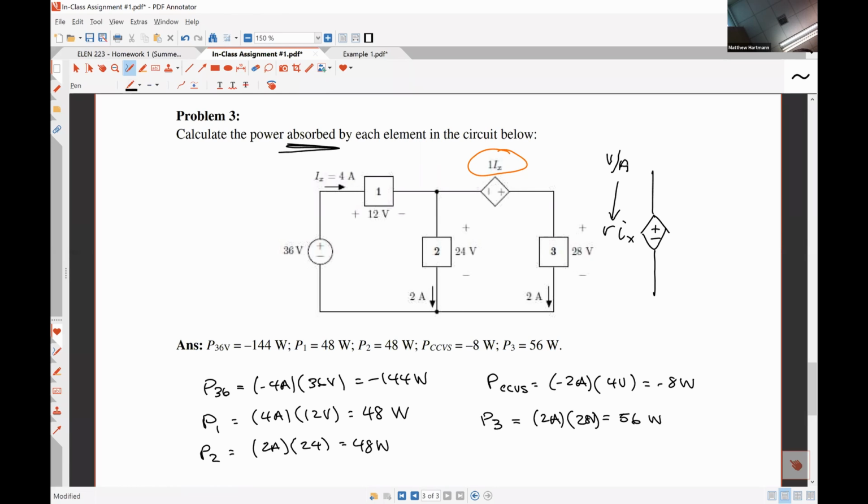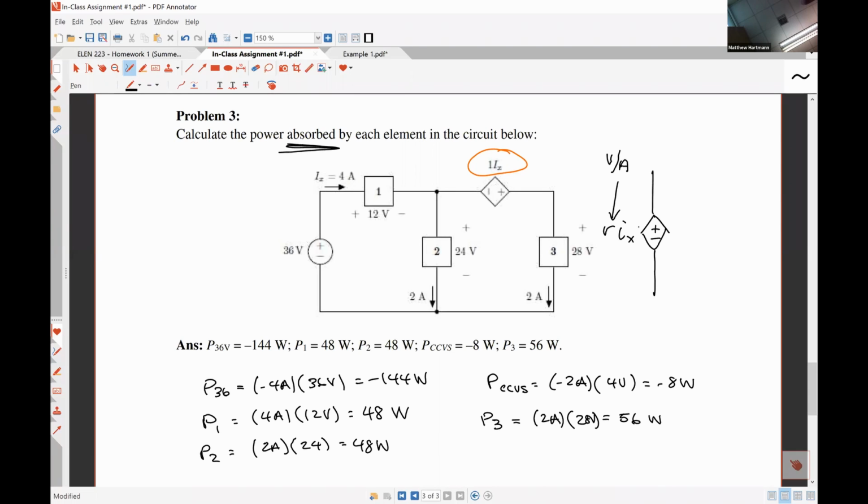And the reason for that is because this is a voltage source, so it is going to be supplying voltage to the circuit. Even though the controlling quantity is a current, what it does is it converts that current to a voltage and then supplies that voltage to the circuit.